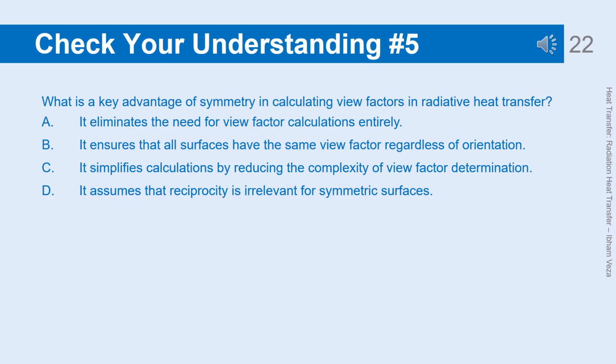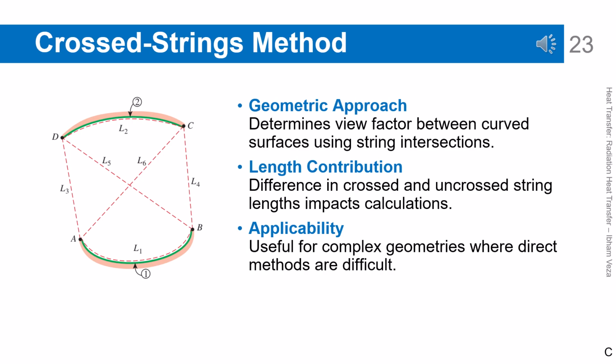D. It assumes that reciprocity is irrelevant for symmetric surfaces. This is incorrect because reciprocity is always maintained in radiative heat transfer, even for symmetric surfaces. Symmetry does not negate reciprocity but complements it. Crossed strings method.